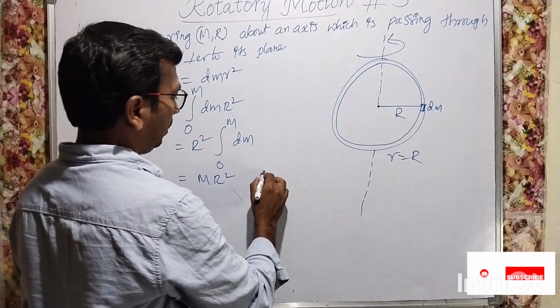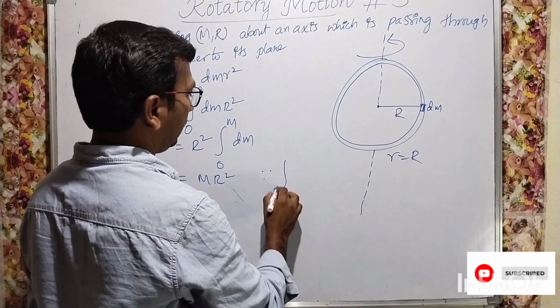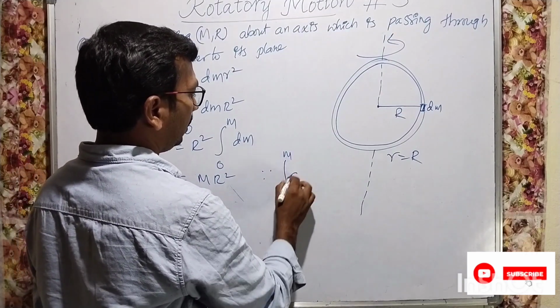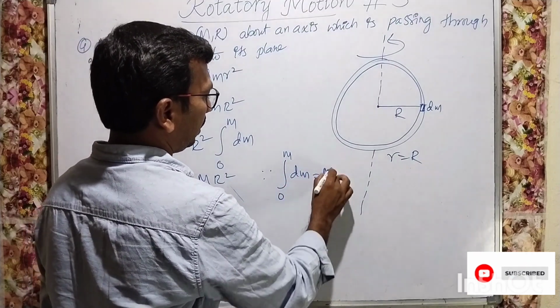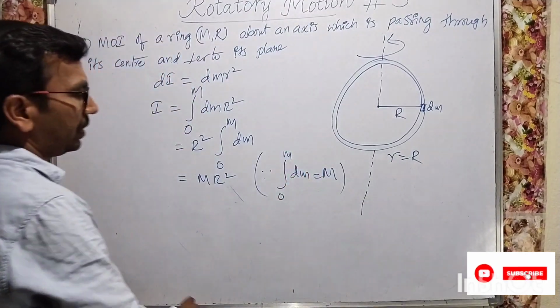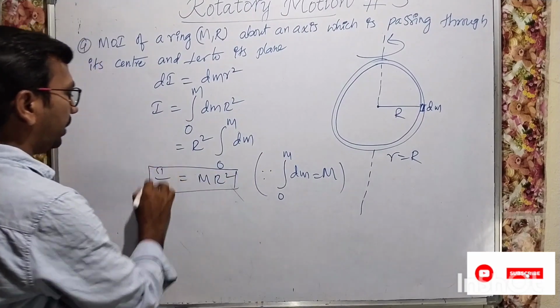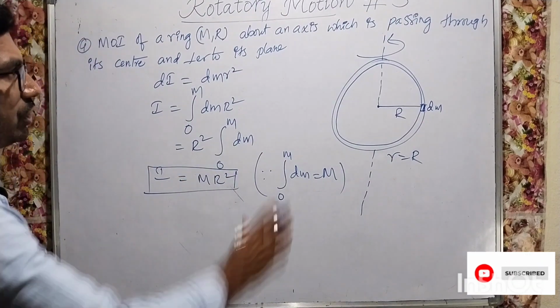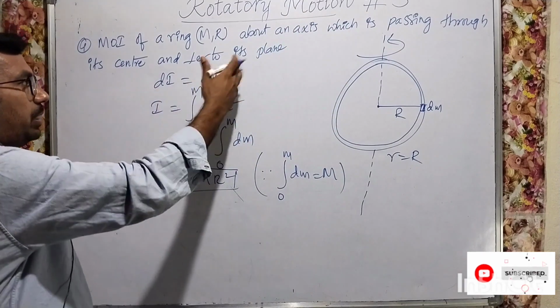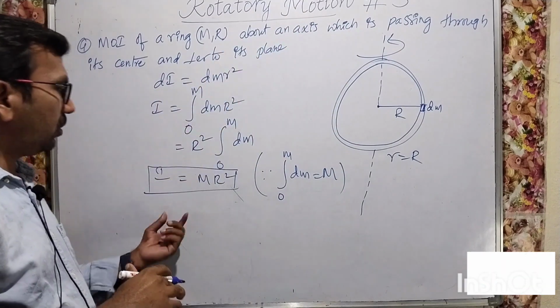Therefore, the integration from 0 to M of dm is equal to capital M, the whole mass. So I is equal to M r square. This is the moment of inertia about an axis which is passing through its center and perpendicular to its plane. I is equal to M r square.